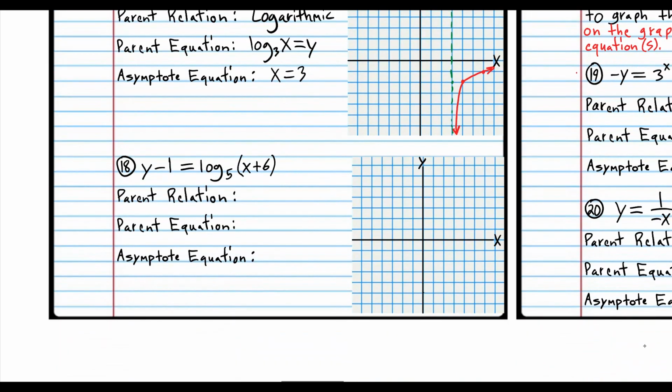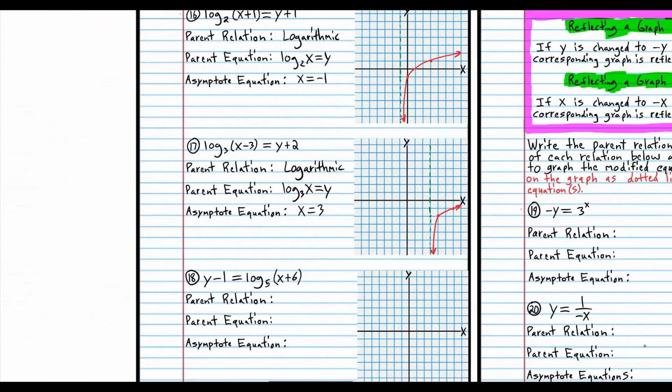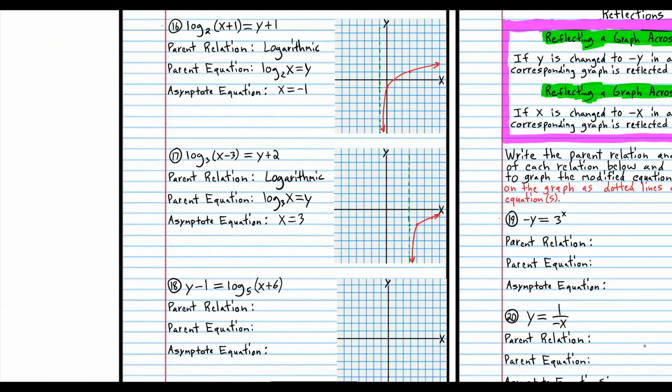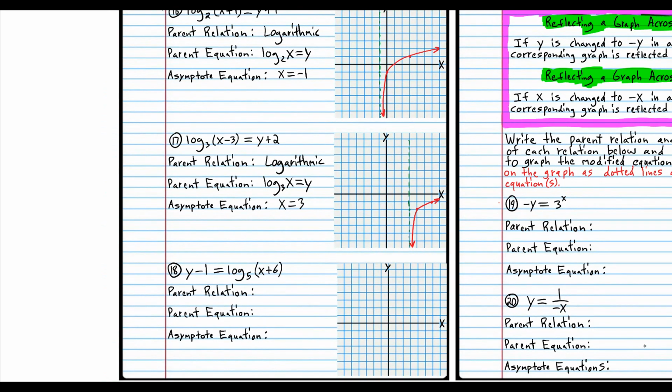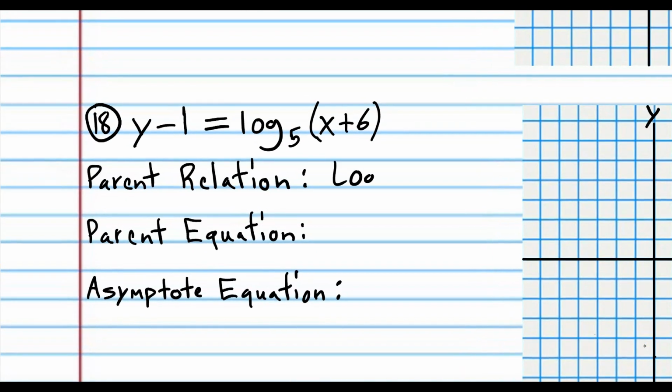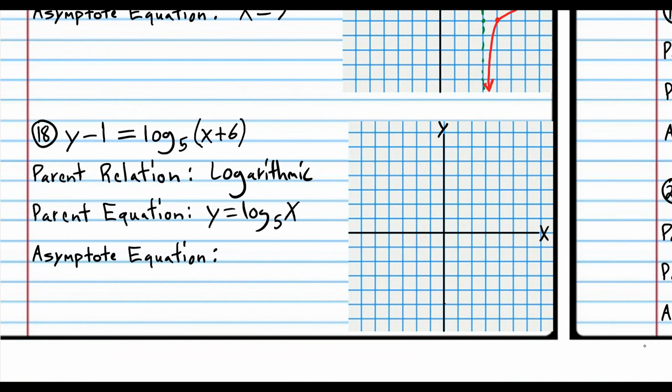All right, on to number 18. Go ahead and try 18. When you come back, we'll do it together. All right, the parent relation that we're going to use is obviously the logarithmic relation. The parent equation is y is equal to log base 5 of x. Start at the origin, move 6 units to the left, 1, 2, 3, 4, 5, 6, and 1 unit up. Draw the vertical asymptote and the temporary horizontal, so we can pretend that this is the origin here using our parent equation.